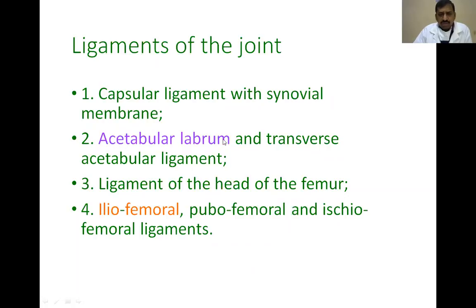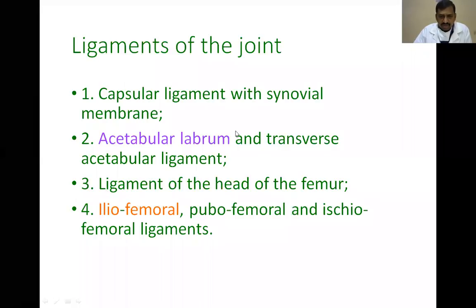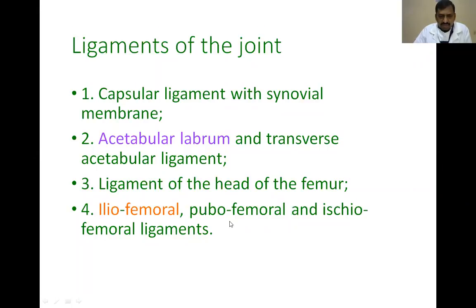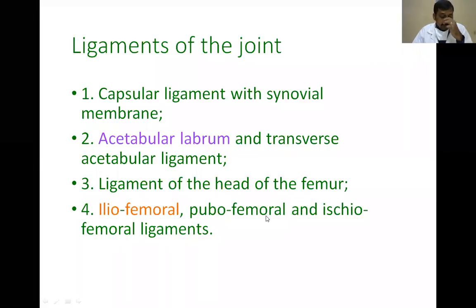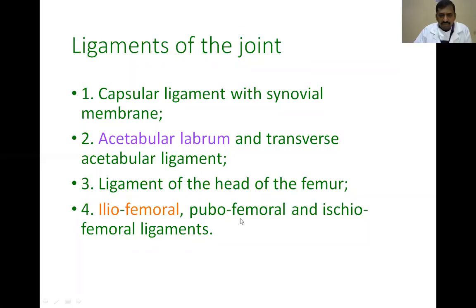Next, the acetabular labrum. Already we have seen it, and attached to this there is the transverse acetabular ligament and the ligament of the head of the femur. And iliofemoral, pubofemoral, and ischiofemoral. These are the three important ligaments attached to the hip joint. Out of these, the iliofemoral is very important. It is one of the strongest ligaments of the body. These are the total ligaments related with the hip joint.